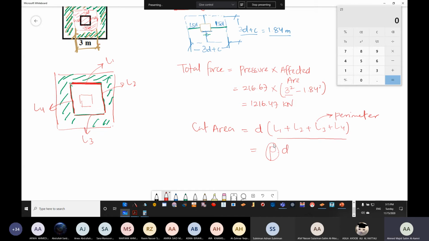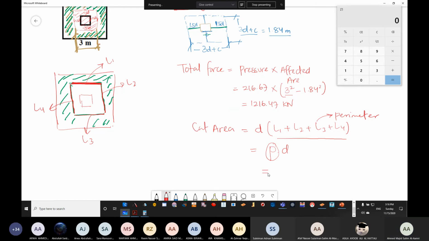And once again, because it's square, we can multiply by 4. If it's not square, you need to have the long side multiplied by 2 and then the short side multiplied by 2. Okay, so perimeter multiplied by D.